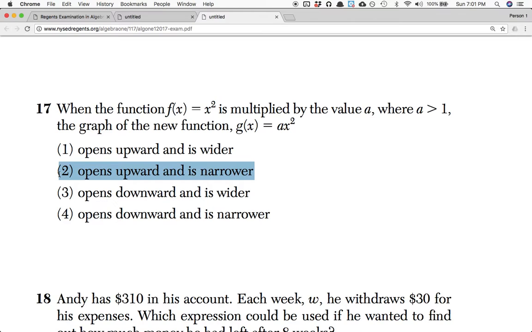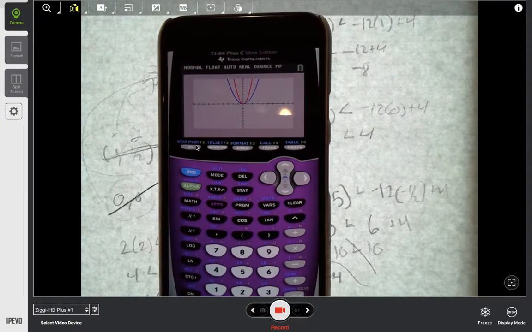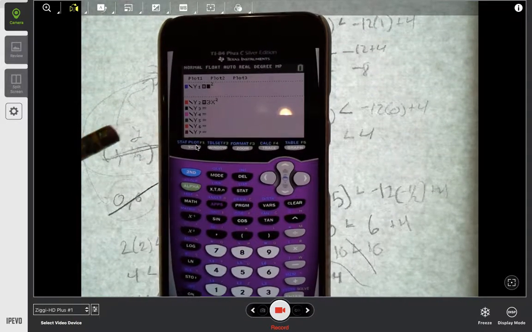That's it. People get freaked out because they say a of x. I don't know how to deal with that. But they tell you a is just some number bigger than 1. So when you plug it into the calculator, just choose some number that's bigger than 1 and see what happens.